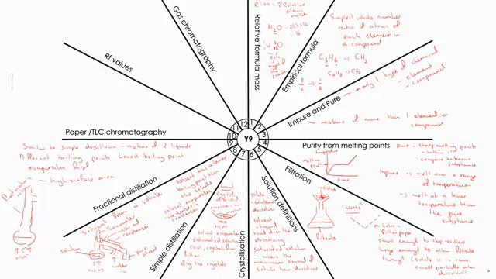Right, so paper and TLC chromatography is the same principle. You have a beaker. In the beaker, you put either your paper or your TLC plate, and that's the stationary phase. And then at the bottom of it, we put our solvent, which is our mobile phase. And we draw a line in pencil. It has to be in pencil, otherwise it will dissolve. And then here we put our mixture.